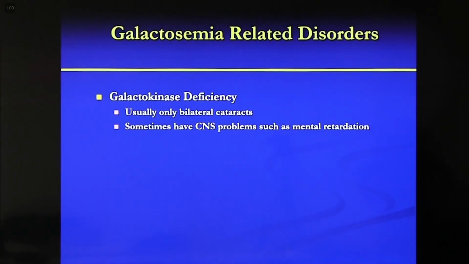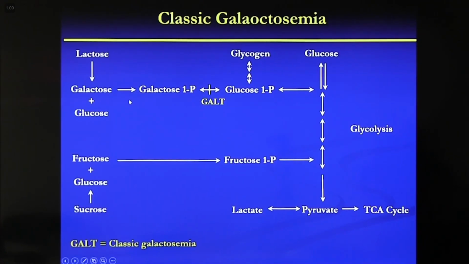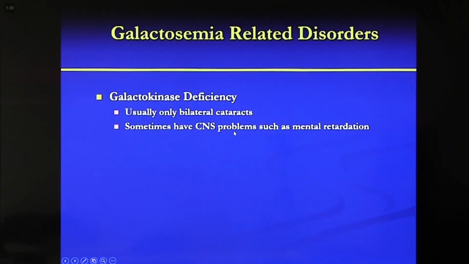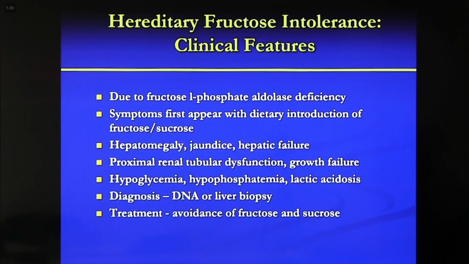There's also something called galactokinase deficiency. That is a block. If you block here, you don't get the generation of galactose 1-phosphate, and therefore you get many fewer symptoms. But remember, you block here, you have galactose, which is okay, and that generates galactitol, which causes cataracts. So the main thing with galactokinase deficiency is that you have bilateral cataracts, which are reversible if you catch them early enough. Sometimes you have CNS problems. I apologize for the slide. You have intellectual disability. So that's the galactose pathway.